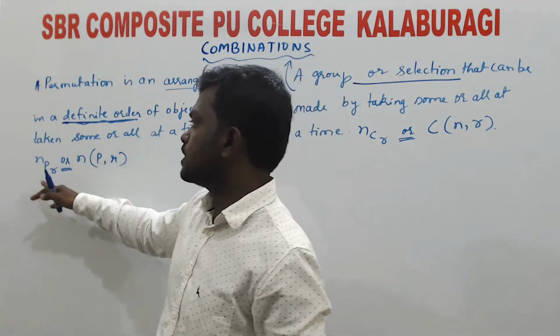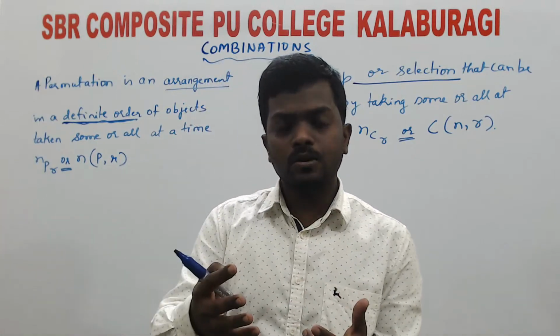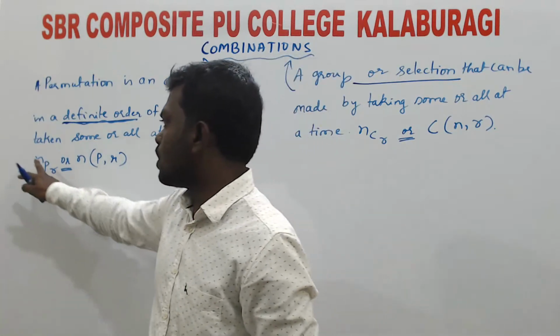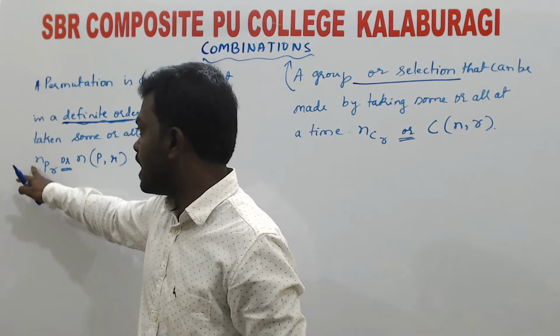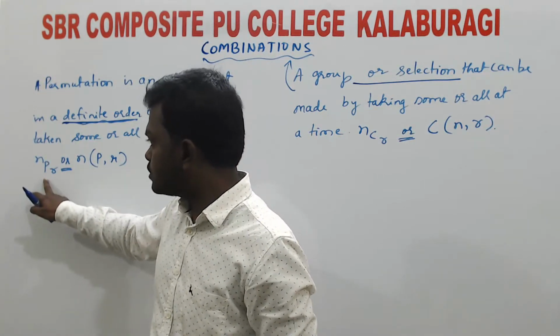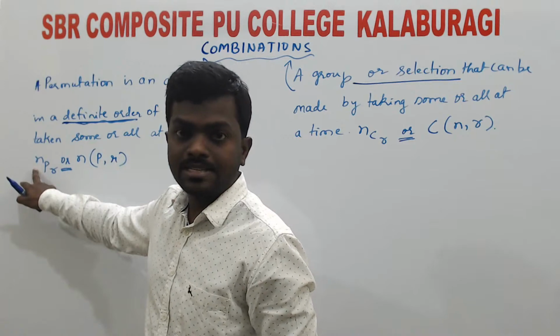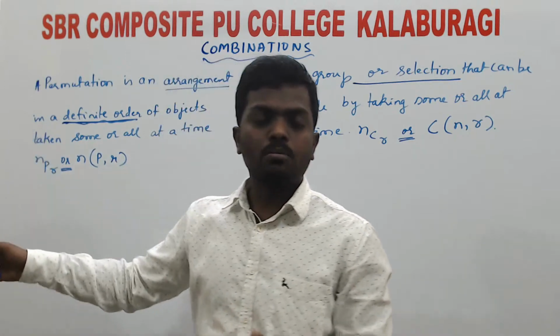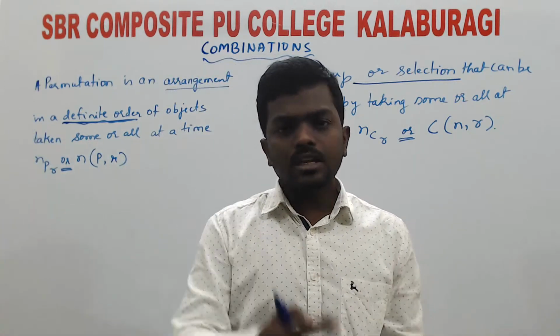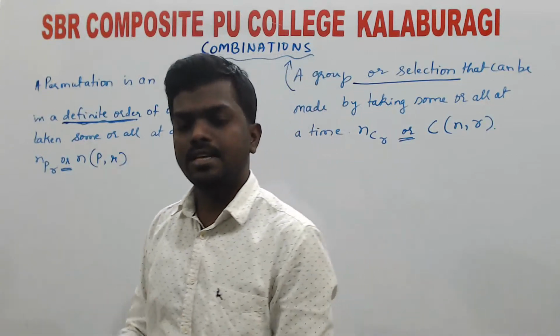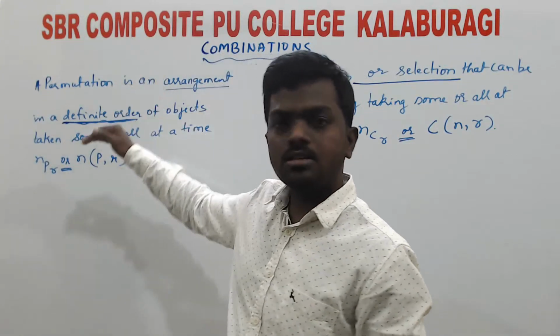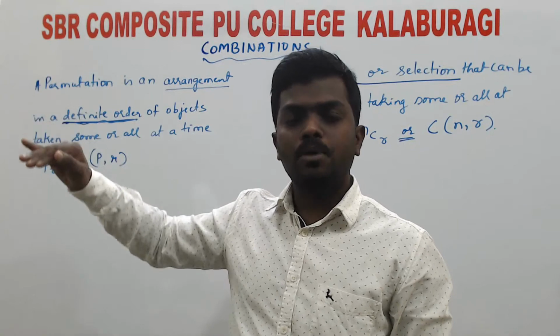Taking r objects out of n objects was denoted by nPr, permutations of r objects out of n objects. Is that clear? And we have discussed what the formula is when it is distinct objects and when it is not distinct objects. So we have finished the permutation till now.